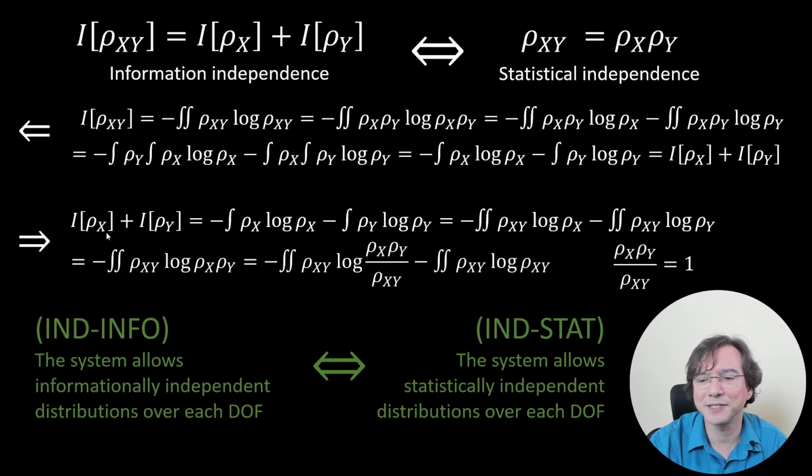Now you can go the other way. So we assume that we have information independence and we show that we're going to have statistical independence. And how do we do it? Well, we start with the sum of the entropy on the two marginals, which is this expanded. And again, now we use the opposite of what we did before. We basically say, okay, this marginal is just the integral of the joint along y, and this marginal is the integral of the joint along x. And now we can factor in these two terms.